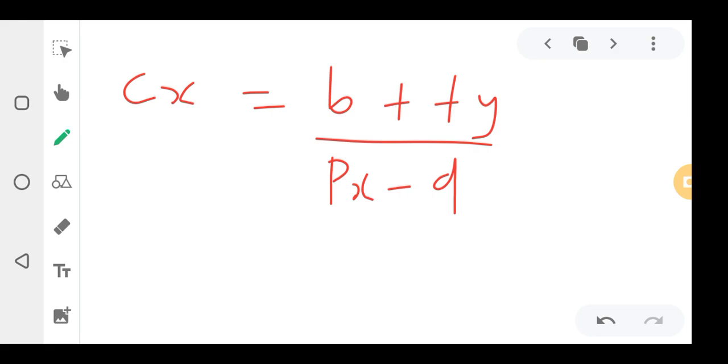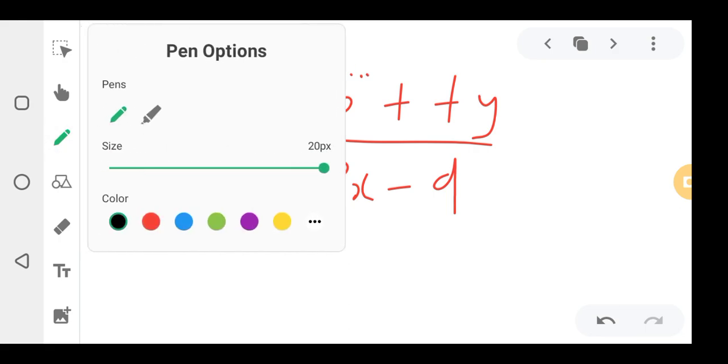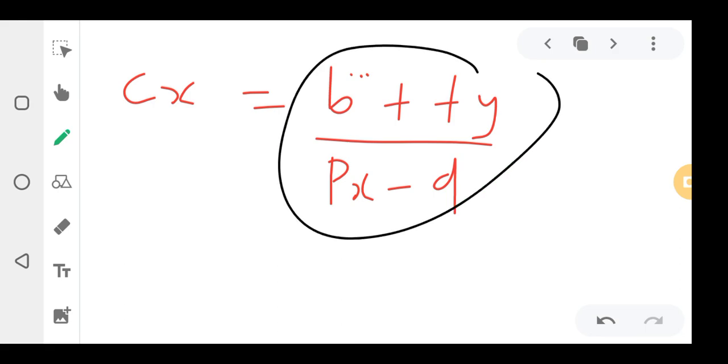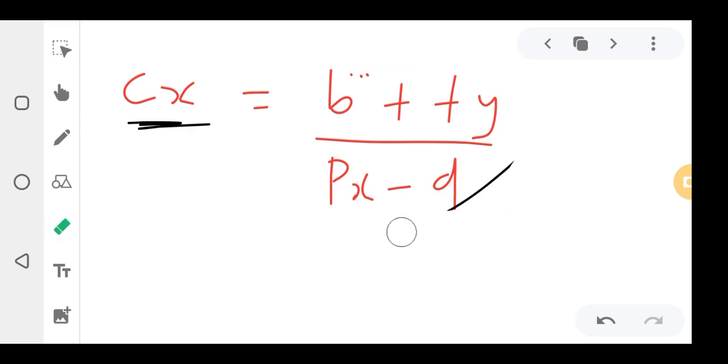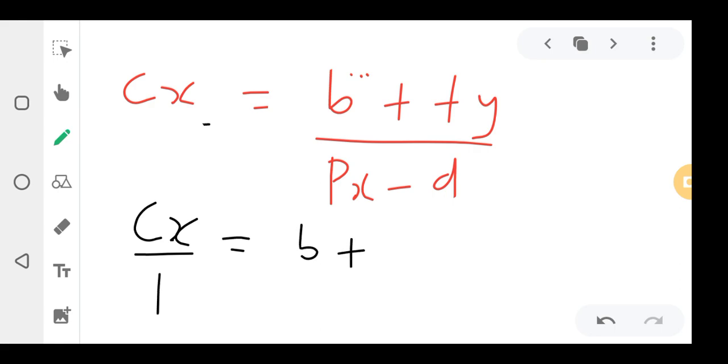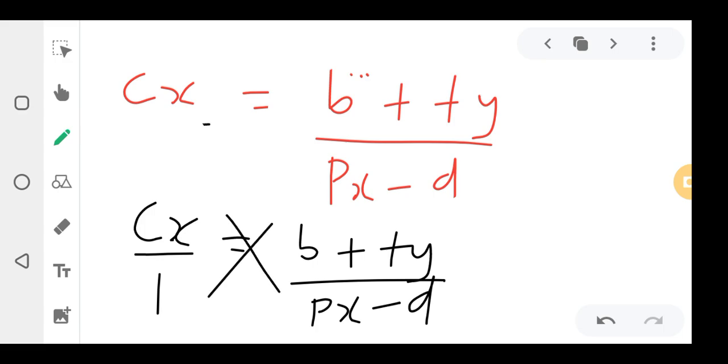And then we're making what the subject? We're making b the subject. So we know that any number on its own is over 1. Since this side is a fraction, even this side there must be a fraction, because we already have a fraction on the other side. So it's any number over 1 is equal to b plus ty over px minus d. So cross multiply this.